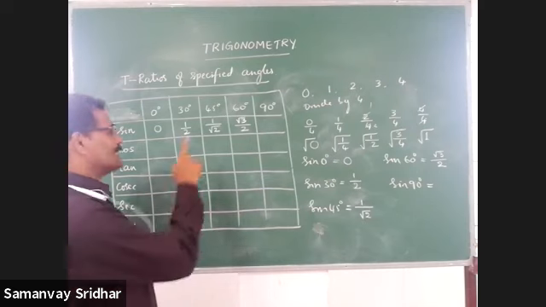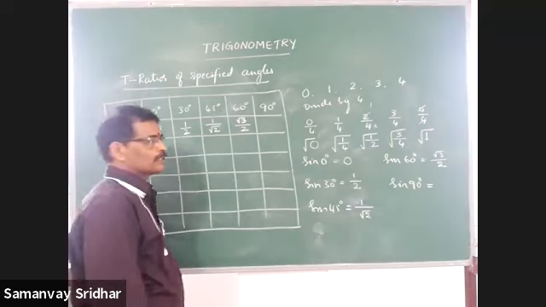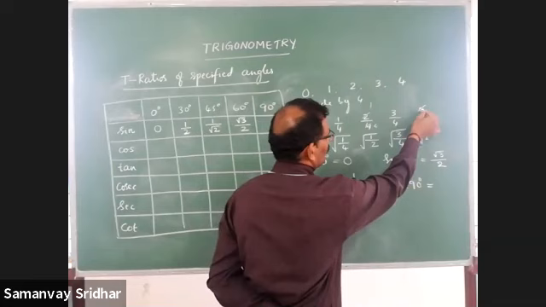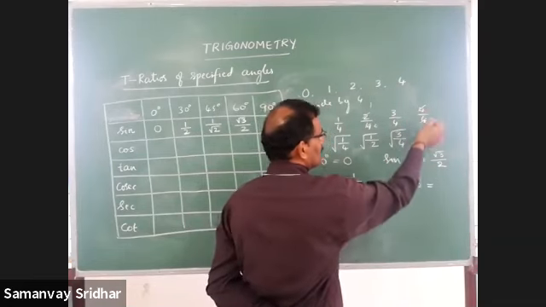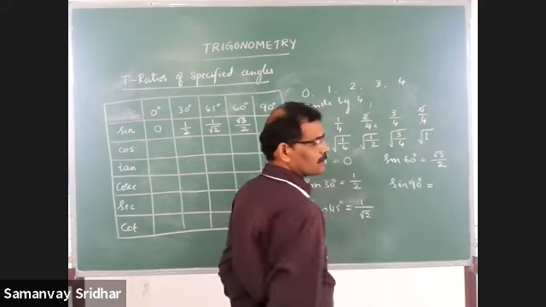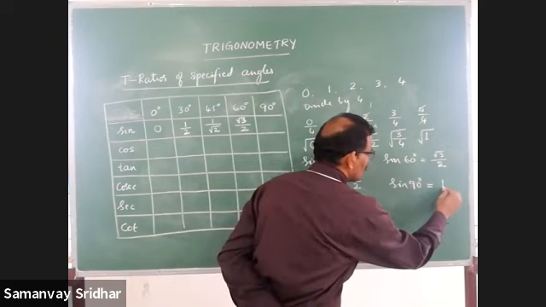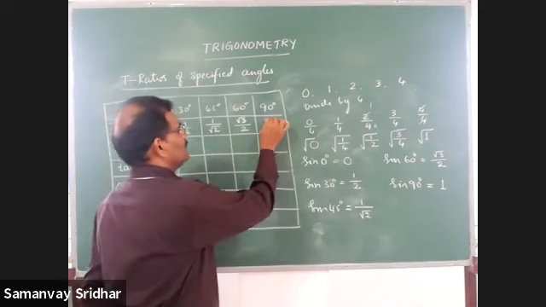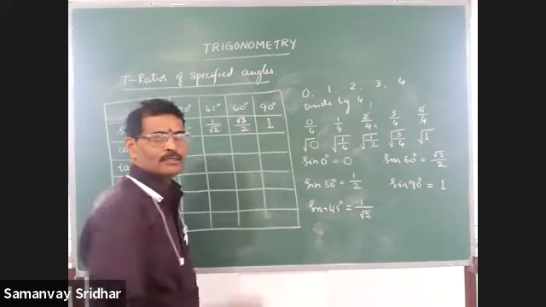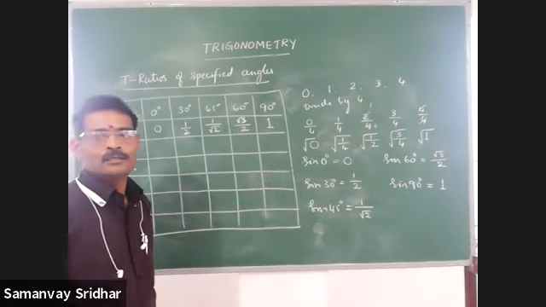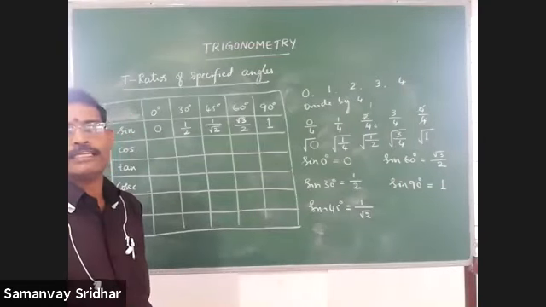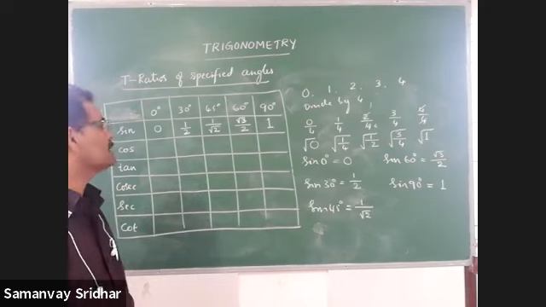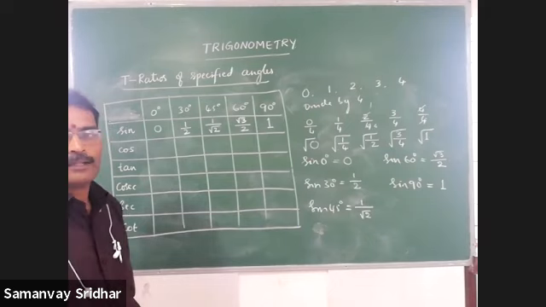Then you have to go for sine 90 degree. Sine 90. Here 4 by 4. 4 divided by 4, cancel, we will get 1. Take the square root of 1. What is the square root of 1? 1. That's why the value of sine 90 is 1. Very easy. Okay. So we got the value of sine 0 degree, sine 30 degree, sine 45 degree, sine 60 degree, and sine 90 degree.